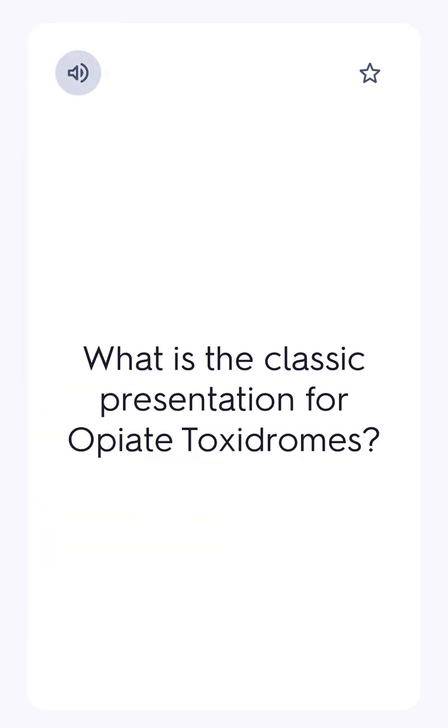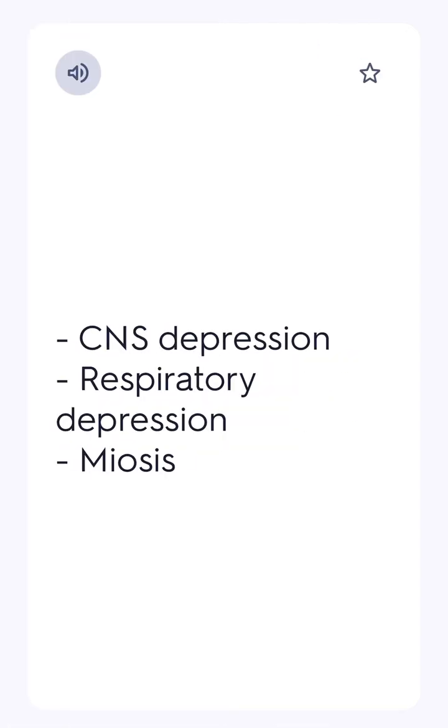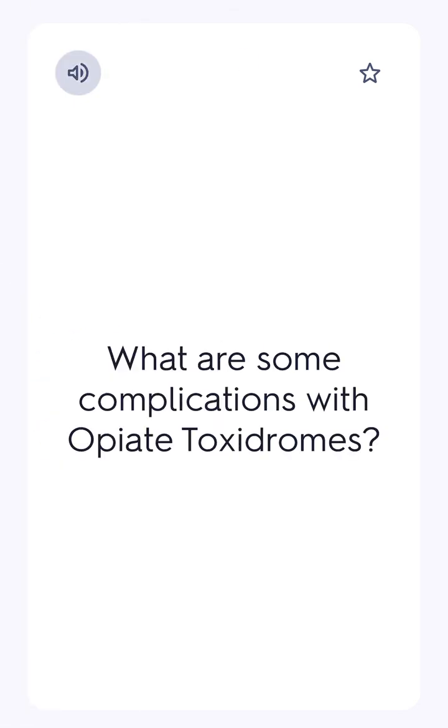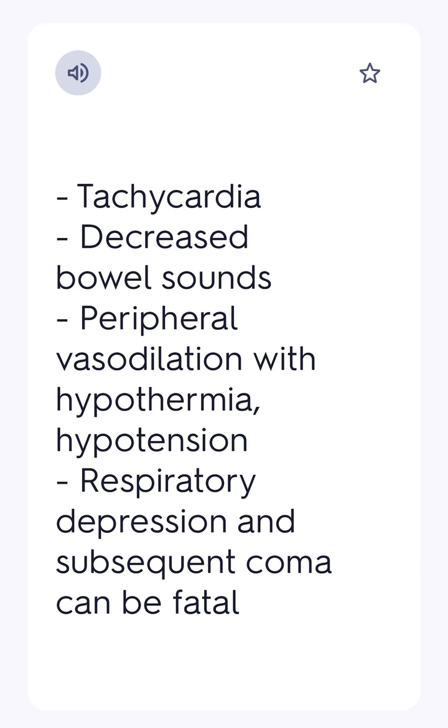What is the classic presentation for opiate toxidromes? CNS depression, respiratory depression, miosis. What are some complications with opiate toxidromes? Tachycardia, decreased bowel sounds, peripheral vasodilation with hypothermia, hypotension. Respiratory depression and subsequent coma can be fatal.